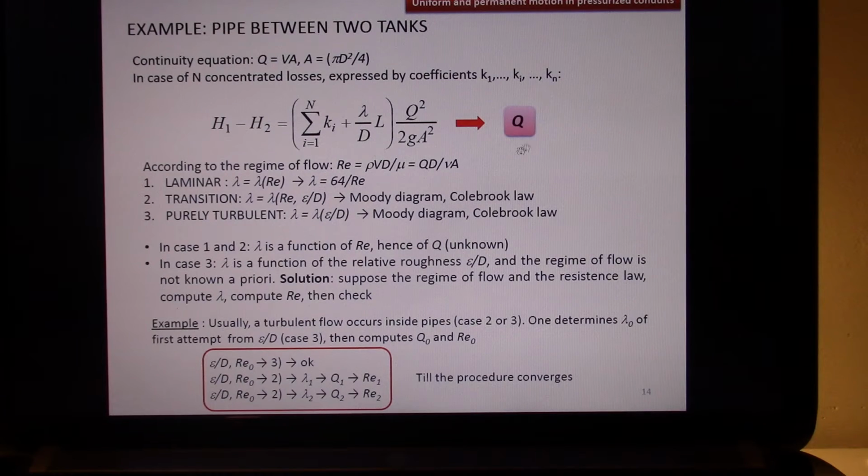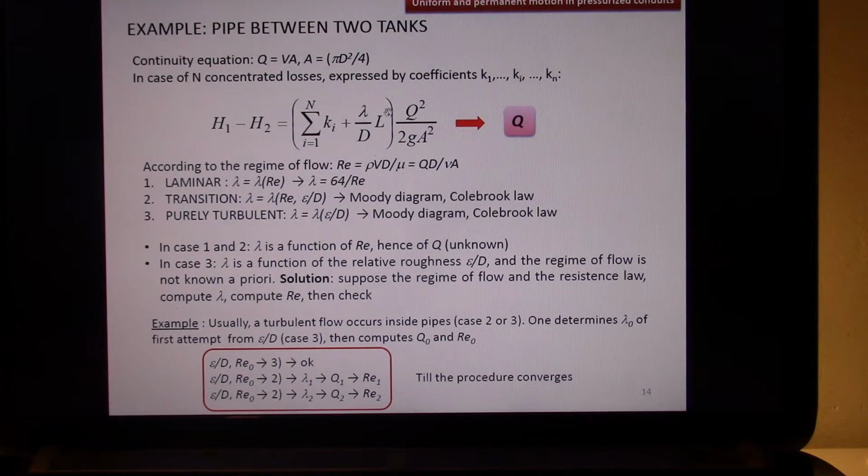So once I've got my first attempt of Q0, I compute the Reynolds number, because remember again it's rho v d over mu. Mu I've got, rho I've got, v is Q over A, so it's fine, and d is the diameter, so I've got it. Then I compute this value of Reynolds number, so I'm right here. I have Reynolds 1, then I check Reynolds 1 against our first attempt. They are really different, so I repeat the procedure.